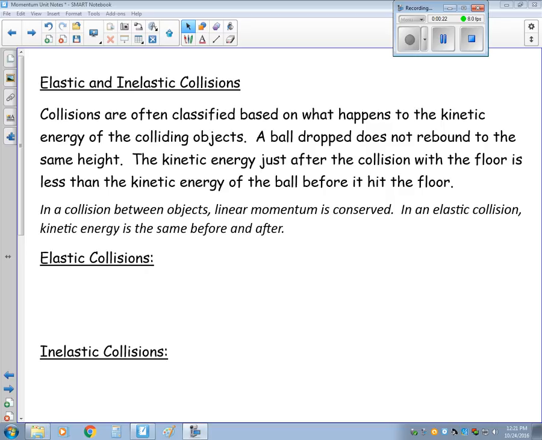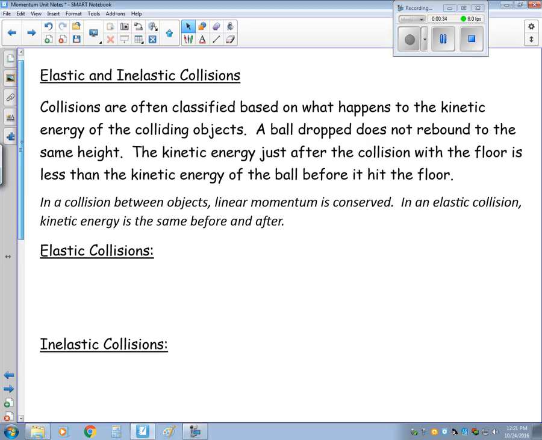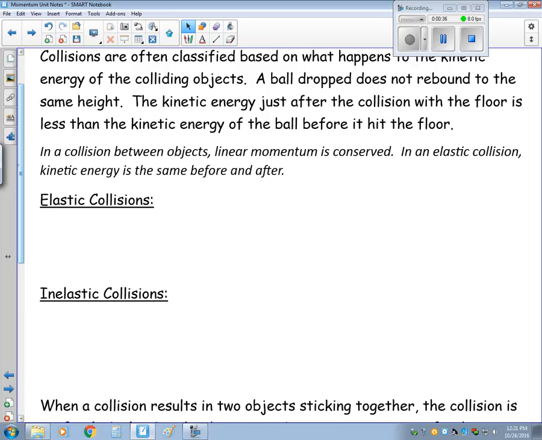What that means then is that the kinetic energy just after the collision with the floor is less than the kinetic energy of the ball before it hit the floor. So, for our knowledge then, in a collision between objects, linear momentum is conserved. In an elastic collision, the kinetic energy is the same as before, as it is after. So, elastic collisions. These are collisions in which both momentum and kinetic energy are conserved.